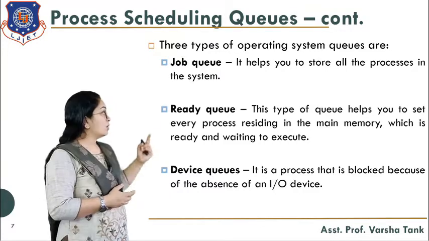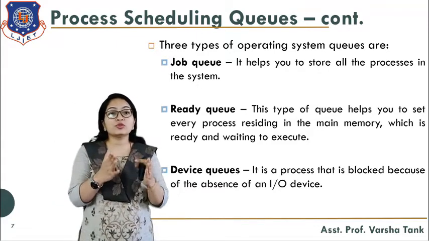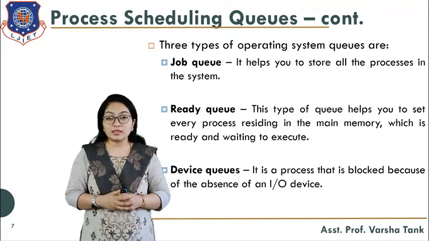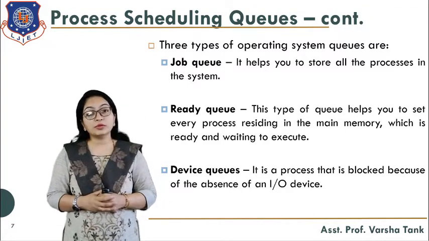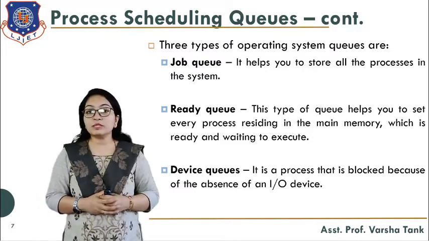So let's learn. First is a job queue. Job queue means it helps you to store the processes in the system. When the processes are in execution, at that time they are put in the job queue. Now next is a ready queue. Ready queue, that means what?